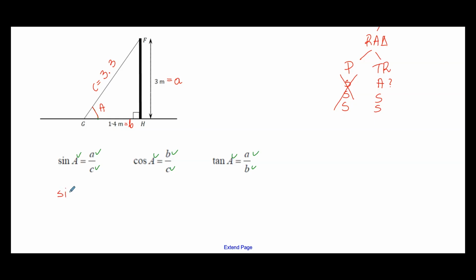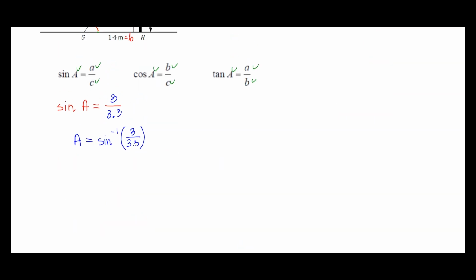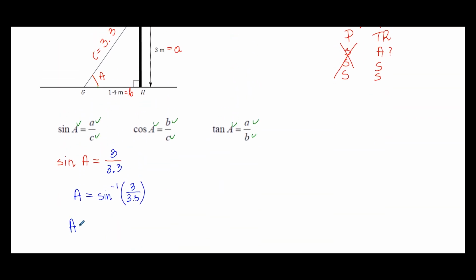So if we are using sine, my angle is A, and that equals my value of A here, which is 3, over my value of C, 3.3. So I want an angle, not sine of an angle. How do I eliminate sine? I take it to the other side and it becomes inverse, meaning to the power of -1. And then we put that in our calculator, press equal, and we get our answer that yes, indeed is 65.